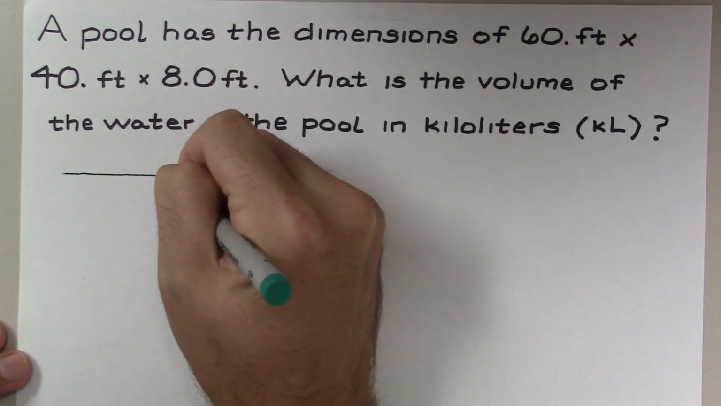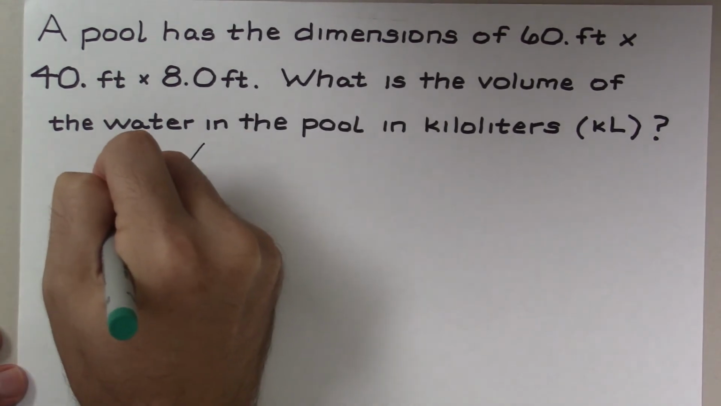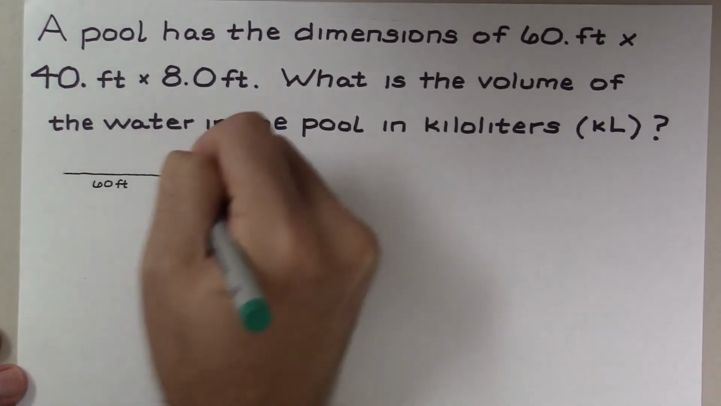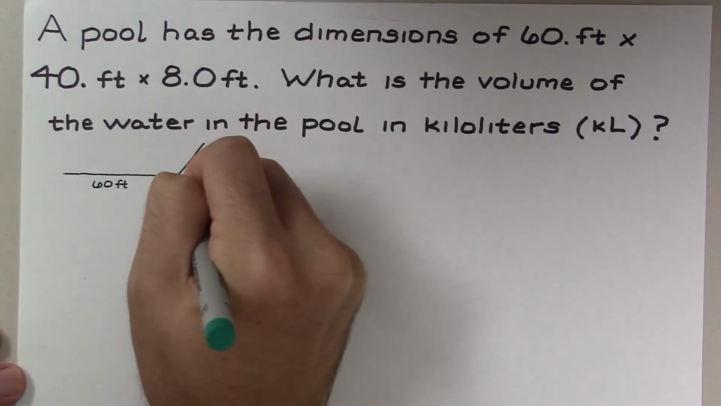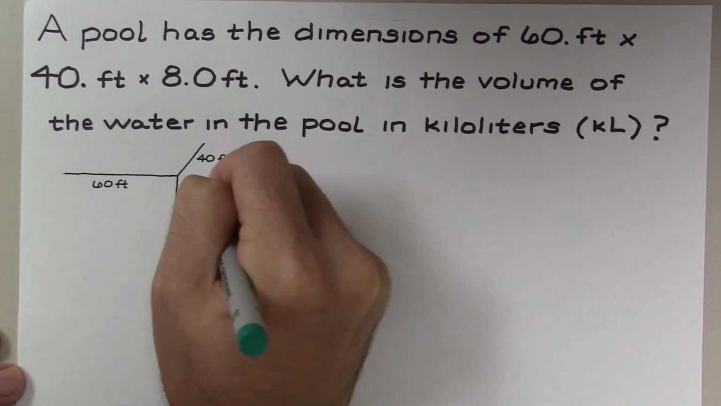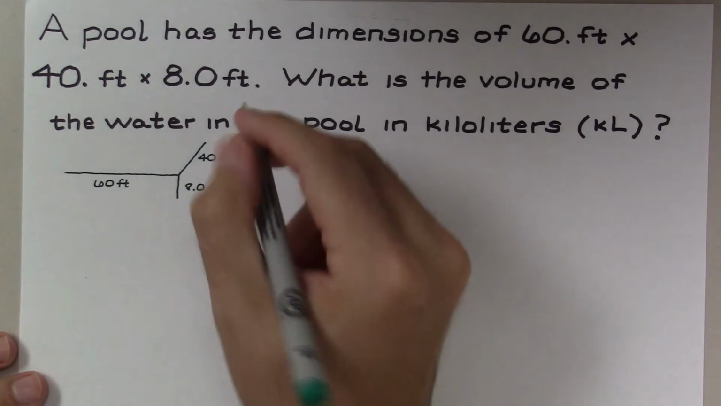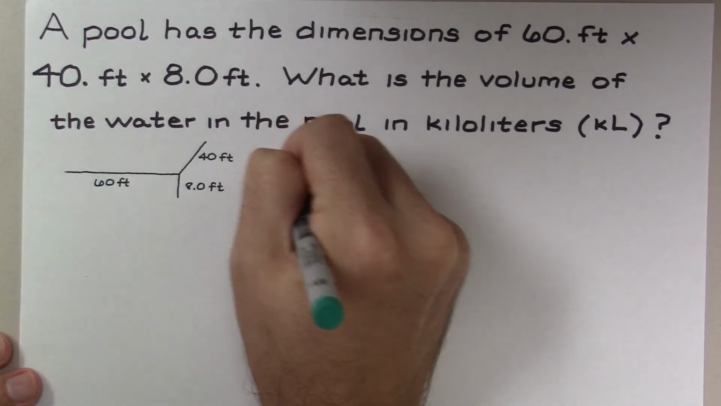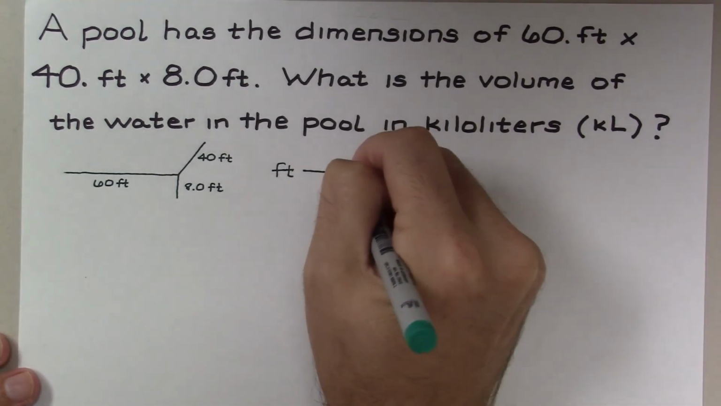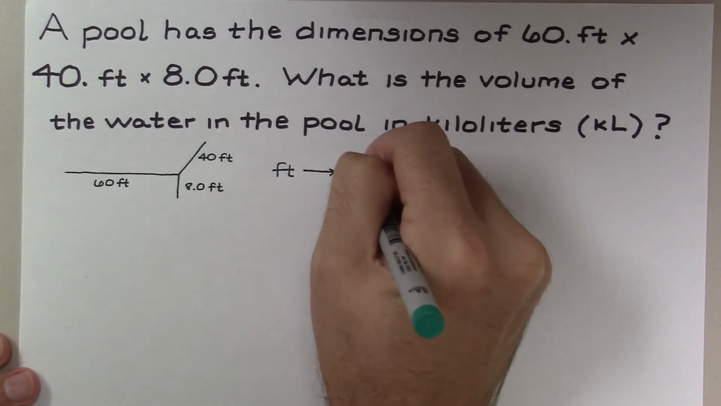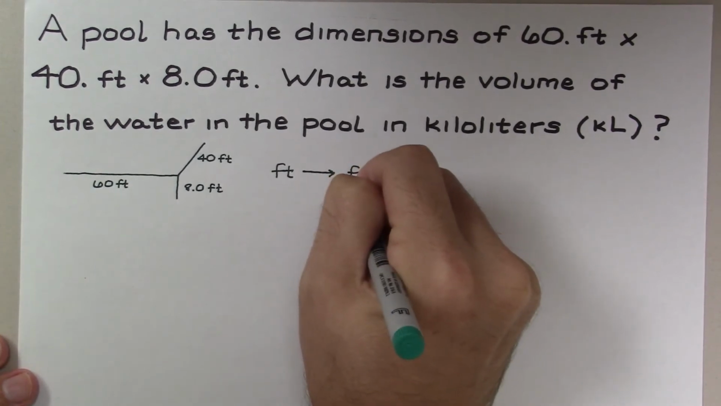Here is my pool. I have a length of 60 feet. I have a width of 40 feet. And finally, a depth of 8.0 feet. These are all length dimensions. So now what I have to do is take those feet, multiply them by each other to now get feet cubed. This is important because I'm going from a length to a volume.